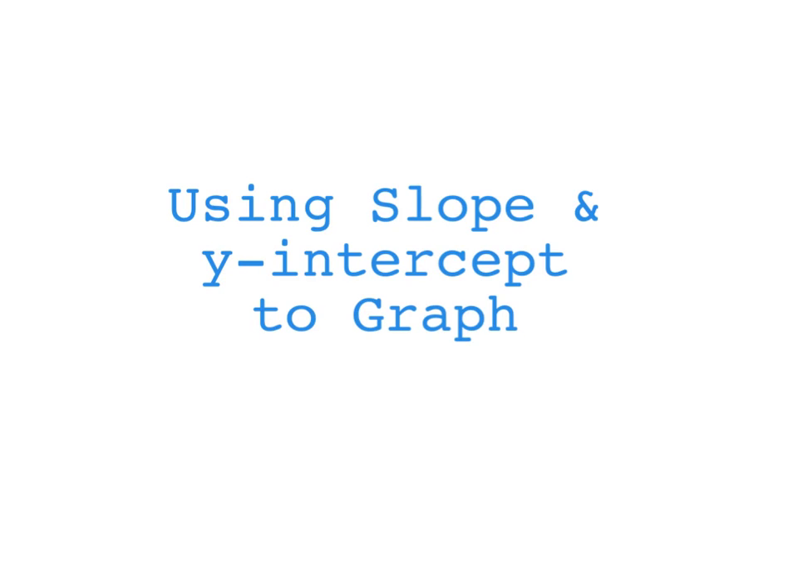All right, so using slope and y-intercept to graph. We've already talked about this. Slope and y-intercept. What is slope? The rise over run. And the y-intercept? The initial value. Y, the first value. Okay.